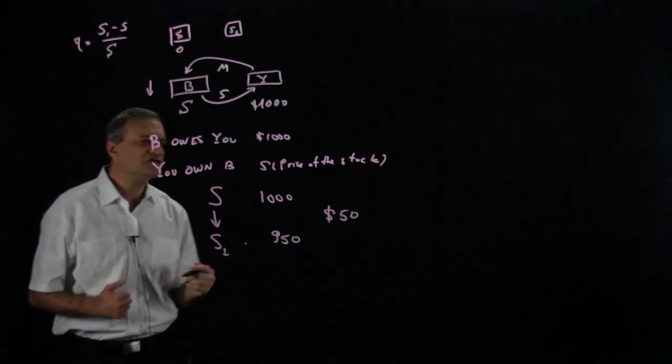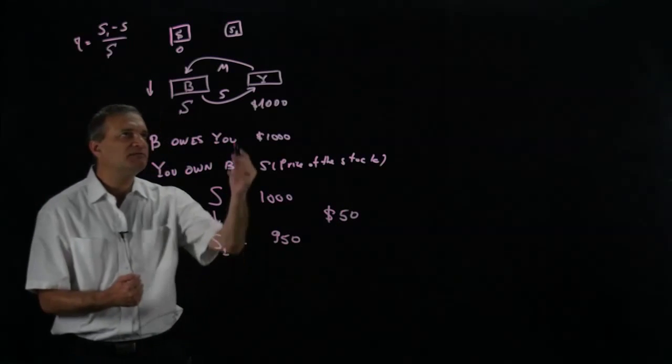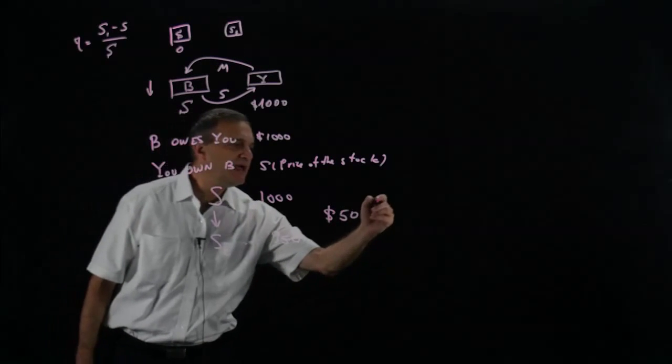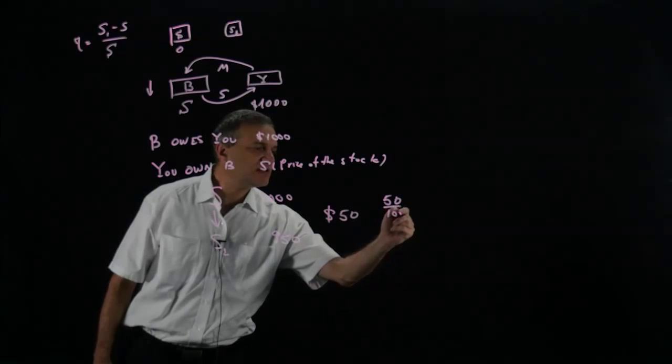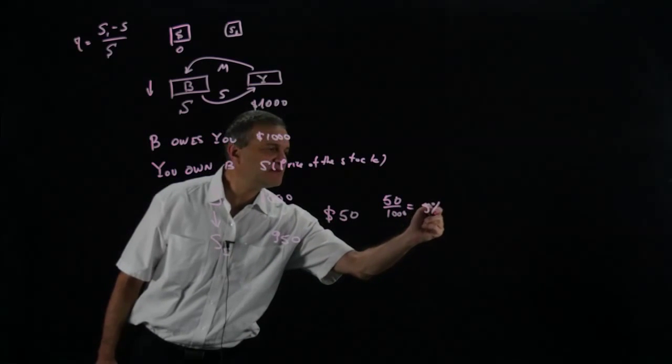What was your initial investment? Your initial investment was 1,000 because that's what you gave the bank. So you made 50 divided by 1,000. You actually made 5%. Okay.